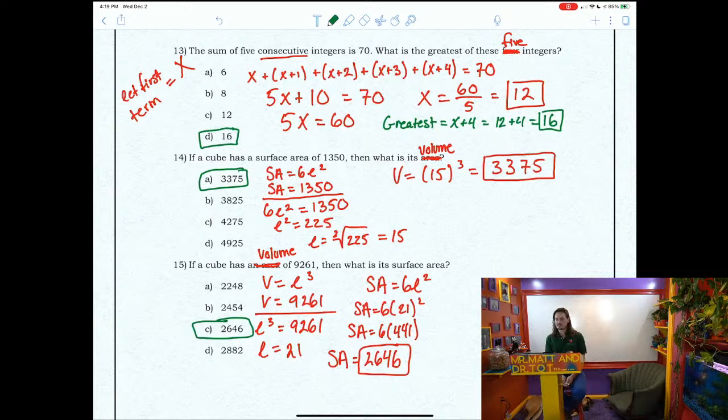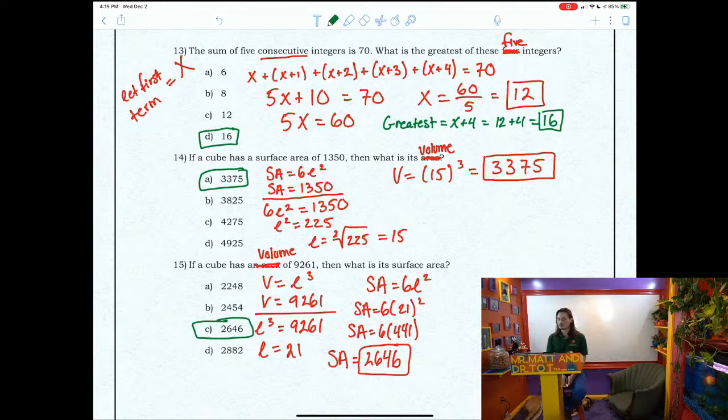For 14, if the surface area is 1,350, then we can set 1,350 equal to the surface area, which we also know is equal to 6 times the side length squared of every single cube. So we can set those two sides equal to each other. So 6 times L squared is equal to 1,350. So dividing by 6, L squared is equal to 225.